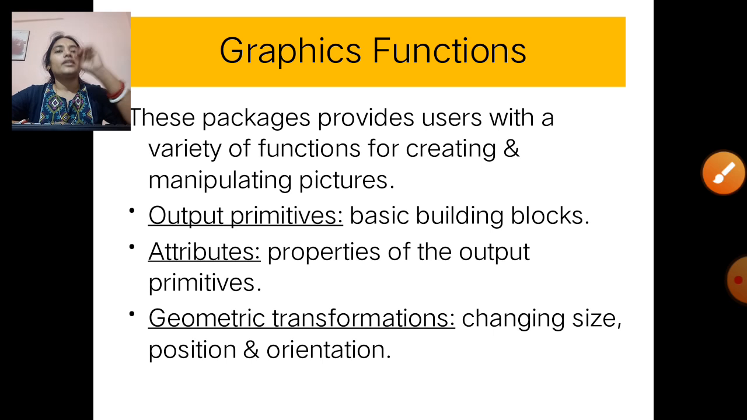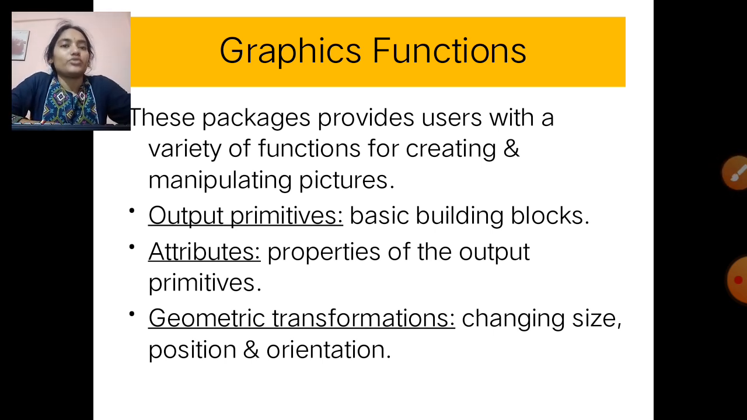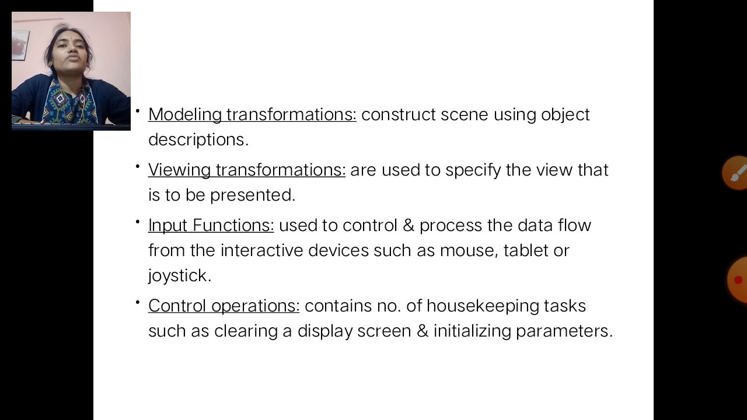Next one is attributes. Attributes means properties of the output primitives. Then geometric transformation. In geometric transformation, we can change the size, position and orientation. Next one is the modeling transformation. Construct a scene or picture using object descriptions.